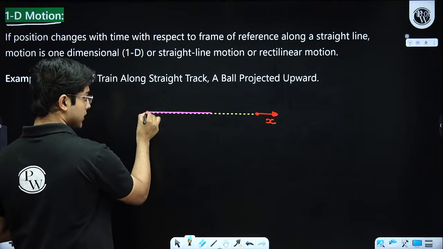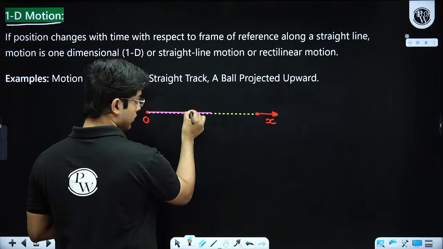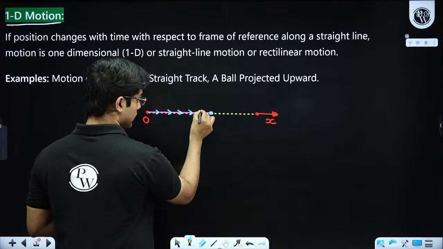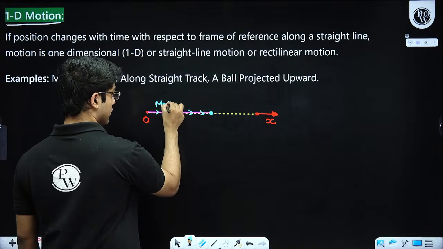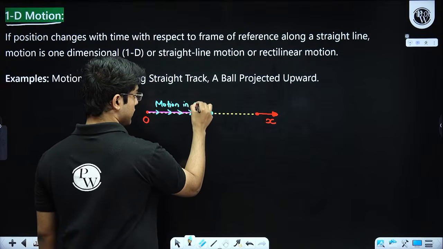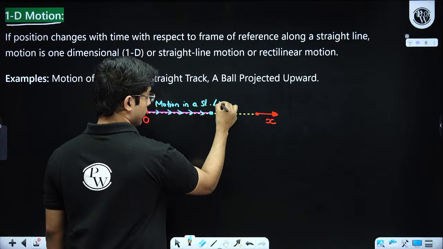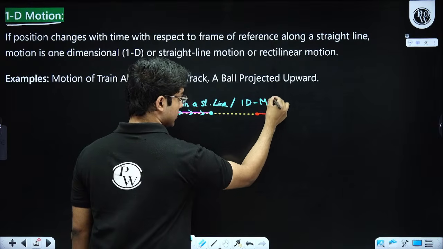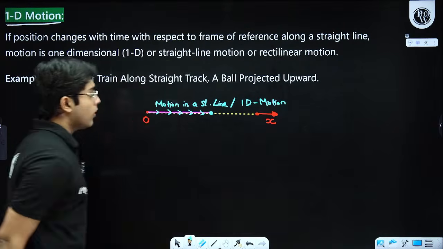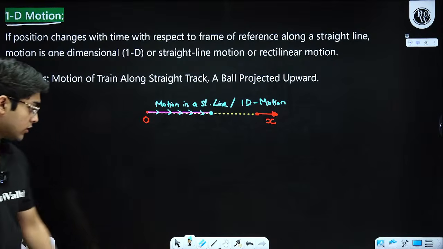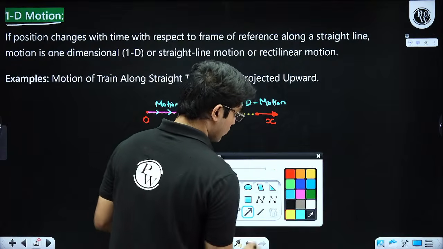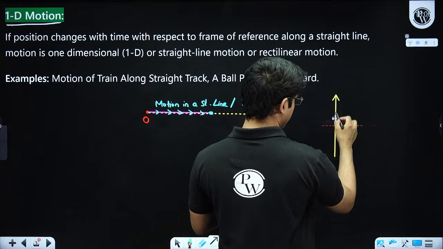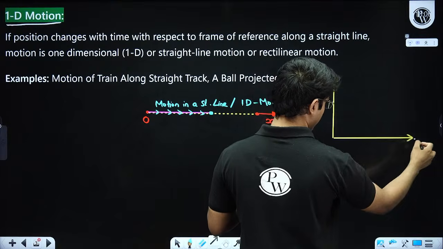So imagine a particle started from the origin, started moving along the x-axis and came to this point. This motion is motion in a straight line, and in other words, we also call this 1D motion, one dimensional motion. What is an example for a two-dimensional motion? That will be the next chapter, projectile motion. The example of that is a two-dimensional motion, 2D motion.